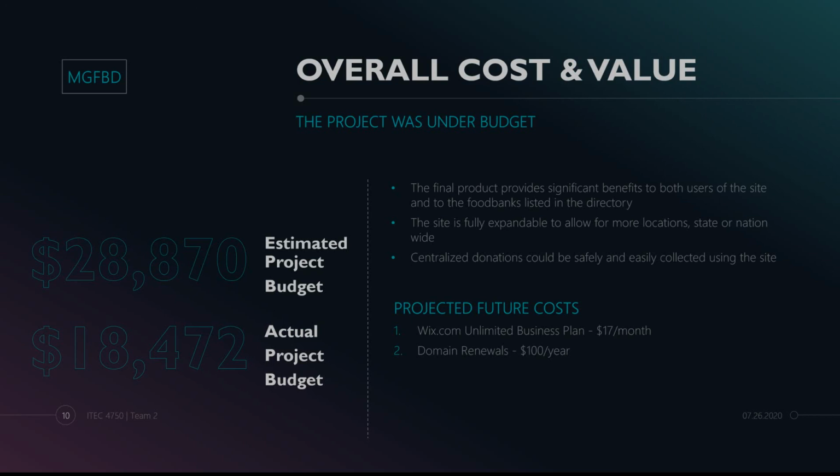The site is fully expandable to allow for more locations, either state or nationwide. The site can be further expanded as well. Centralized donations could be safely and easily collected using the site. Another key value is the very limited projected future costs. A Wix.com unlimited business plan is only $17 per month. This would allow the site to be connected to any domain and be free of any advertising. After the first year, domain renewals could range anywhere up to $100 a year.